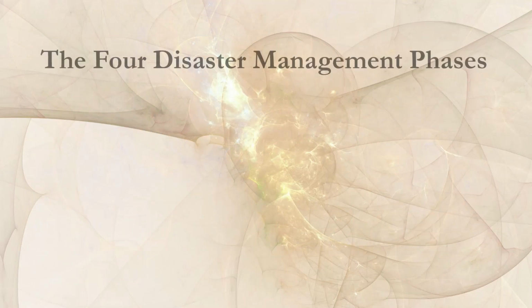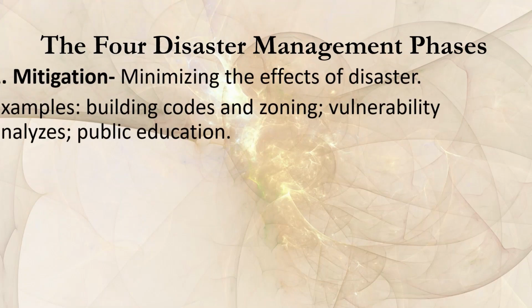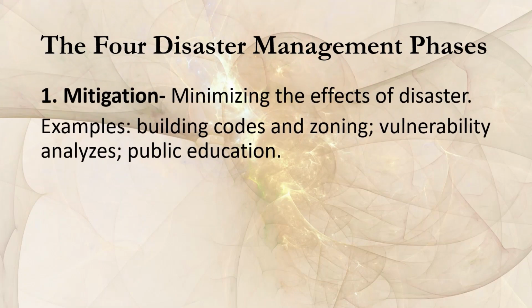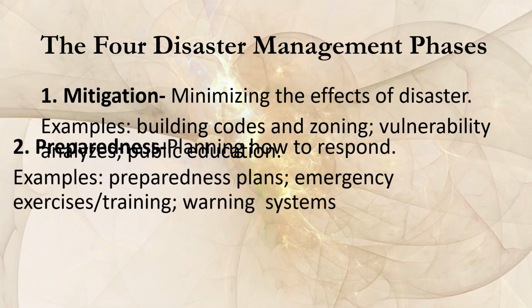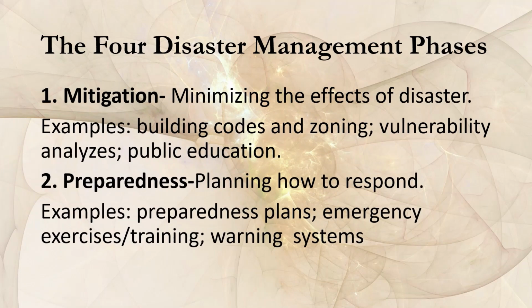We have four disaster management phases. First is mitigation. What is the meaning of mitigation? It is about minimizing the effects of disaster, for example, building codes and zoning, vulnerability analysis, and public education. Once we say preparedness, it is planning how to respond, for example, preparedness plans, emergency exercises or trainings, and warning systems.